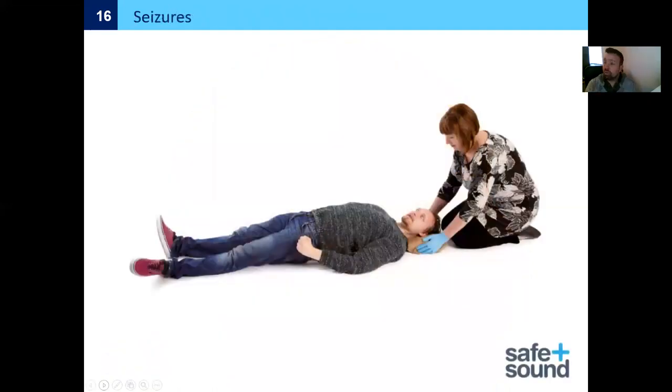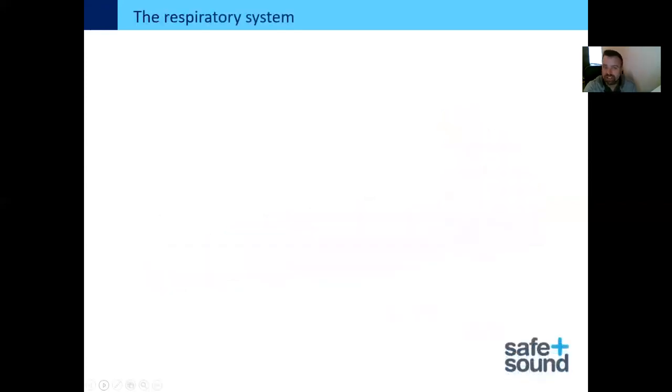For a seizure, we know that we're going to leave the casualty lying down. We're going to allow them to have the seizure. At this point, we could place something under the back of their head to stop the head banging on the floor. But we do not hold the casualty down.